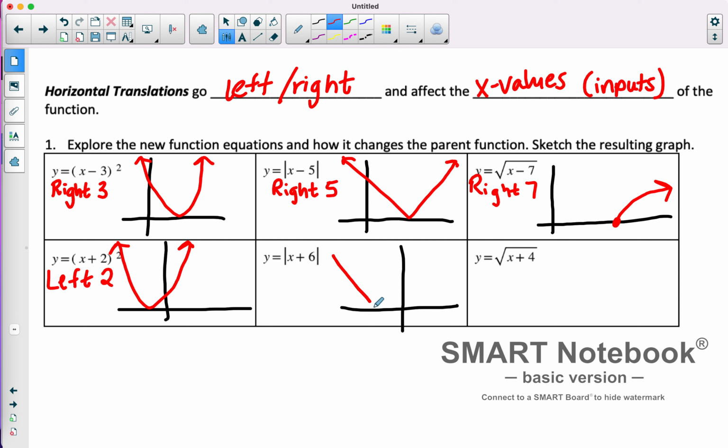Our v is the same shape, just moved left 6. The last one, x plus 4 inside the square root. You can have a guess of what that's going to do.